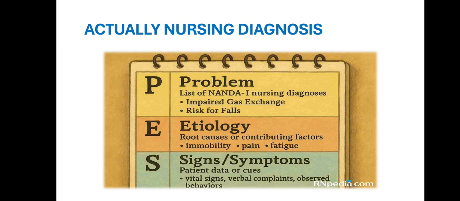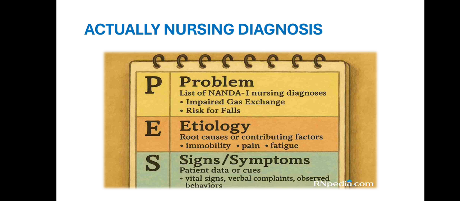It's something that you can see. It's something that the patient is complaining of. A sign is something that you can see, but a symptom is what the patient is feeling. For example, headache is a symptom. Vomiting is a sign. So now, the actual nursing diagnosis. When we say actual things, we mean things that exist, things that you can look at visibly.